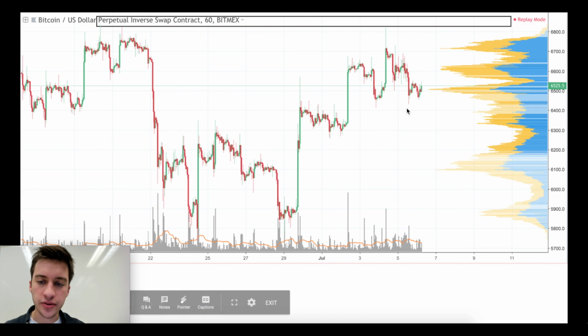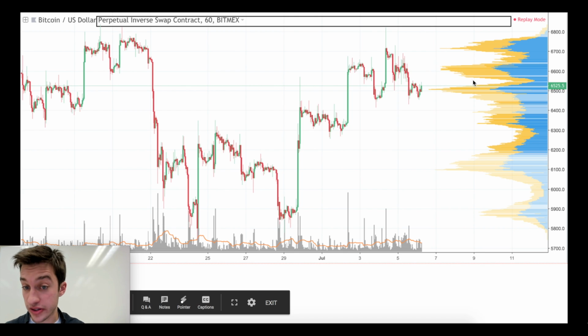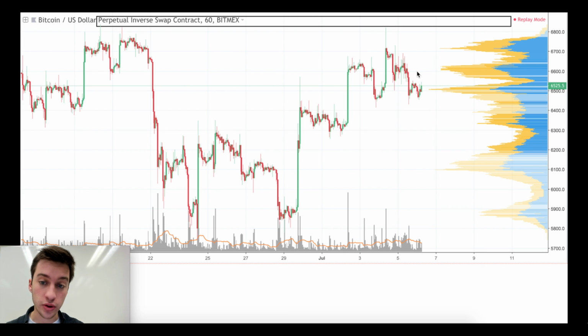So price is here at the time. Is price going to continue to consolidate, then move up? Is price going to continue to consolidate, then move down? Is price just going to jerk up? Is price just going to jerk right down? What do you guys think is going to occur based on this kind of shape?